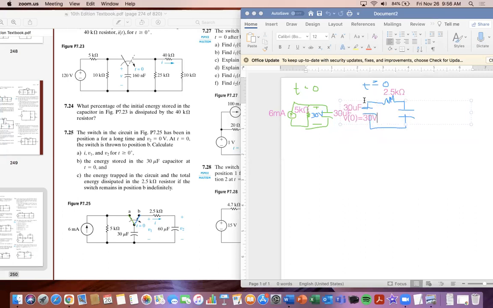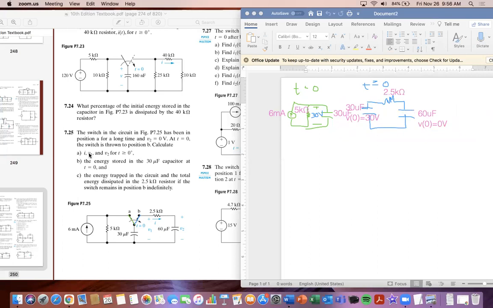Because remember, for a capacitor, the voltage can't change instantaneously. And then this capacitor is 60 microfarads. And so initially, the voltage here is 0 volts because it was given no supply. And so let's look at this.